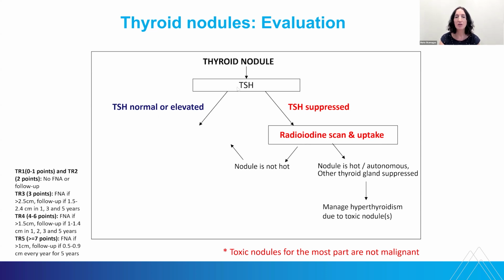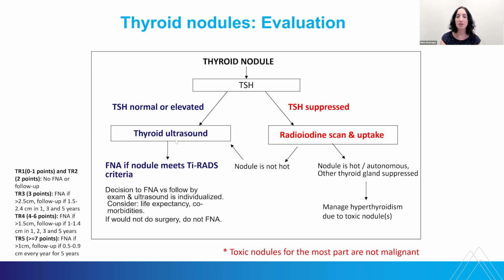So if you have a thyroid nodule with a normal or elevated TSH, meaning the person may be hypothyroid, then you're going to do a thyroid ultrasound. And again, you're going to look at the features of the nodule. The TI-RADS score is here. So if you have a very low score of 1 or 2, then you don't need to follow the nodule. You don't need to refer for fine needle aspiration.